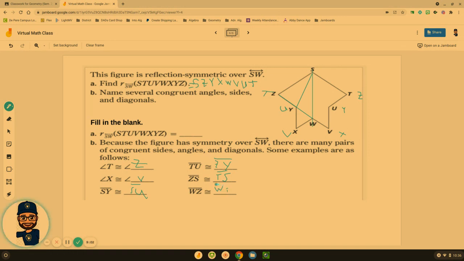So that's what we're really looking at when we talk about reflection symmetric, right? We're talking about if I took the whole shape and flipped it over, what would be in the same spot as the original points. If you have questions, please make sure you reach out.